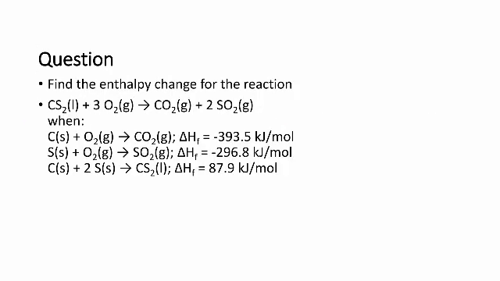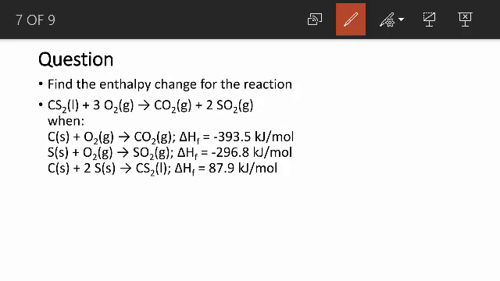Now that leads us to another question. It says find the enthalpy change for the reaction CS2 plus 3O2 giving us CO2 plus 2SO2. And here we are given the heats of formation of certain reactions. According to Hess's law, we will find a way to combine these 3 reactions to give us this.